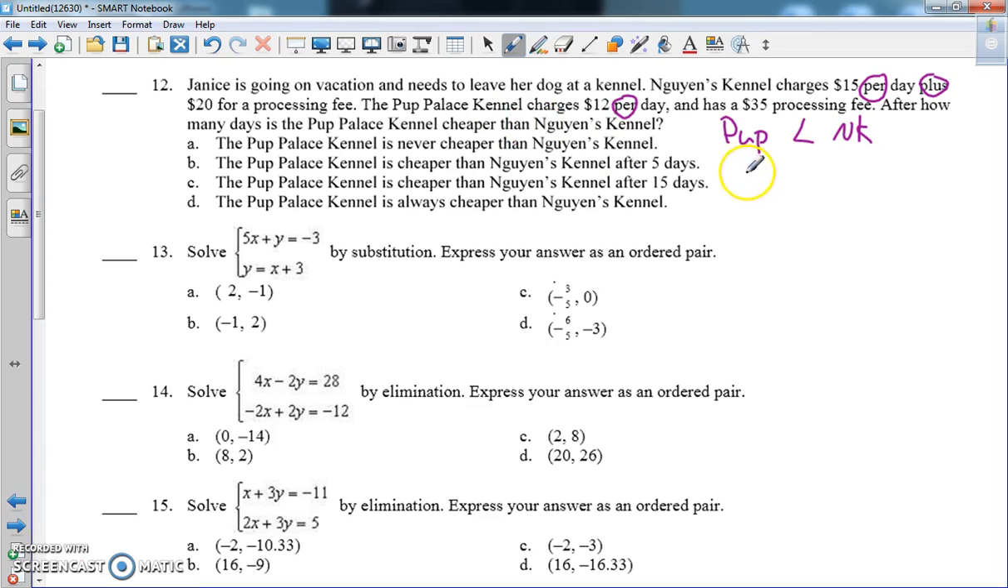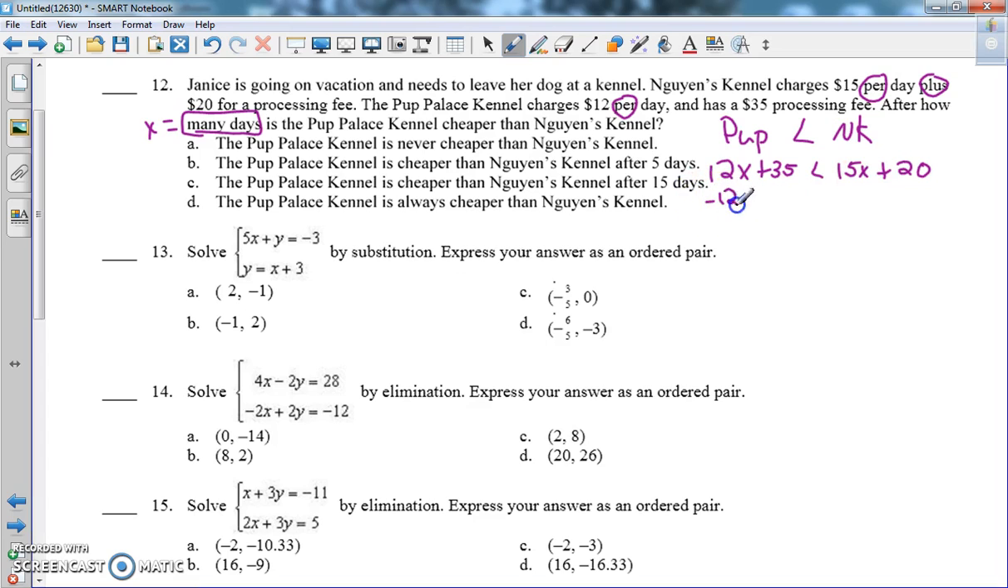Alright, so if we look for the Pup Palace, they did 12 per day, and it says for how many days. So again, this tells me what my x is going to stand for. So I'm going to have 12 times x, and then also that processing fee, which you only pay once. I'm just going to add it one time. And then the other kennel, they do 15 per day plus a $20 processing fee. So I'm going to solve this one now.